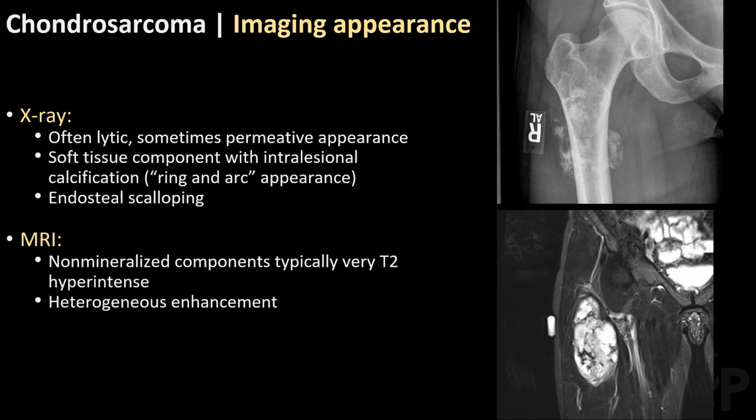This top X-ray image shows an ill-defined lesion with a soft tissue component with a lot of calcification surrounding the bone. Moving on to MRI, you also see a T2 hyperintense component of non-mineralized components, and then hypointense mineralized components, and you see heterogeneous enhancement of these chondrosarcomas. In this bottom image, you can see marked hyperintensity on this T2 image associated with this chondrosarcoma lesion.